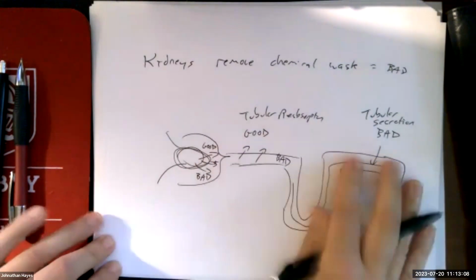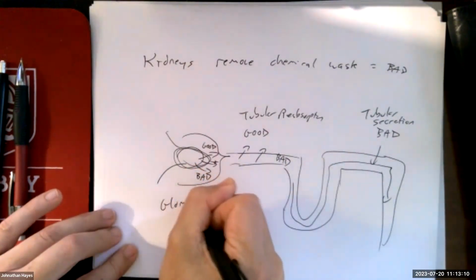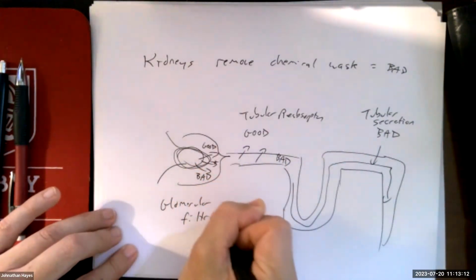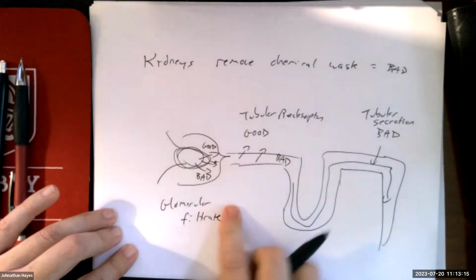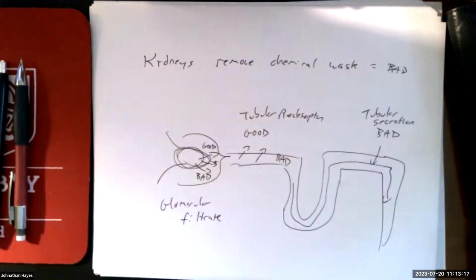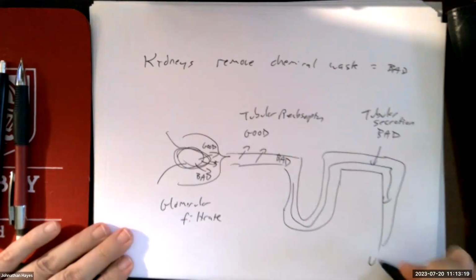All right. Put all three together, you have glomerular filtrate plus tubular reabsorption plus tubular secretion. Now you have normal kidney function for the process of developing urine.